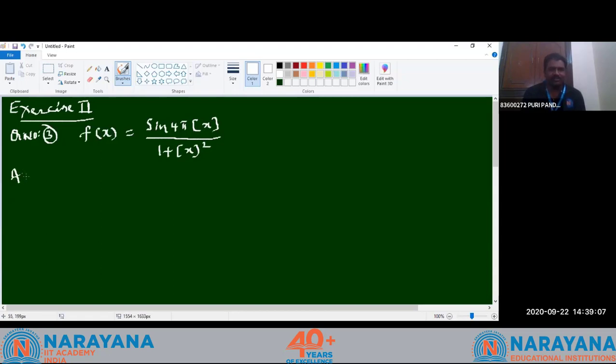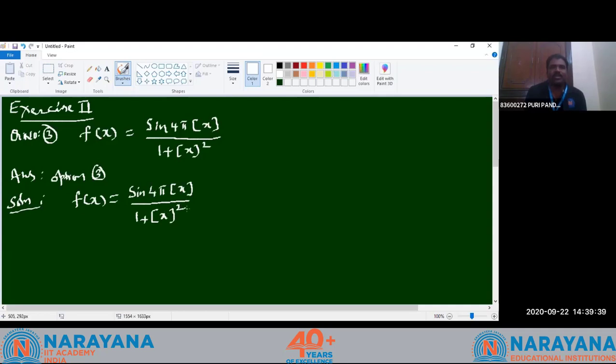The answer is third option. Option 3 satisfies. See the solution. Given that f of x is equal to sine 4 pi into step x, the greatest integer function of x, by 1 plus step x whole square.